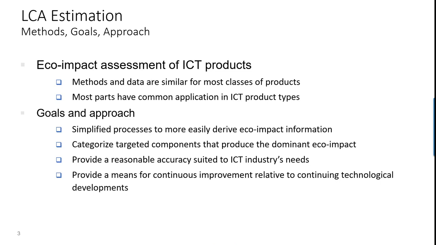Our approach was to take this assessment method as it poses a simplified process to more easily derive eco-impact information. We look at the categorized targeted components that produce the dominant eco-impact and work to get improved data sets there, providing a reasonable level of accuracy that's suited to our industry and our product types. And of course, we wanted to show continuous improvement, this being phase 3, trying to enhance the data sets we had, collecting better primary and secondary data around those component sets that we've chosen.